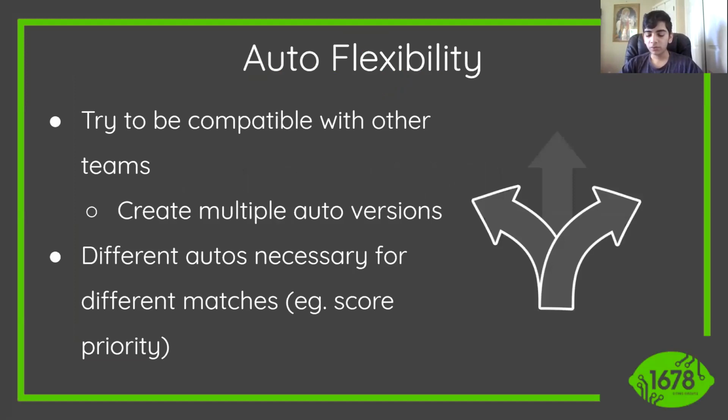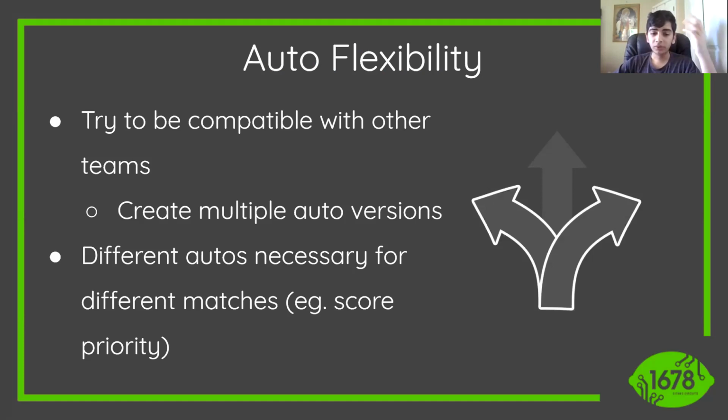So, the first part of being prepared for competition is, again, the idea of auto flexibility. We want to be compatible with other teams, and we want to create multiple auto versions. We want to address all the situations possible and be prepared for any shortcoming or any issue that we may incur throughout competition. If we realize that our left side auto isn't working, then, for example, it's really important to know that we still have a right side auto that will work. So being able to come up with these backup autos, these cases to create multiple auto versions, is really important to be flexible throughout a competition.